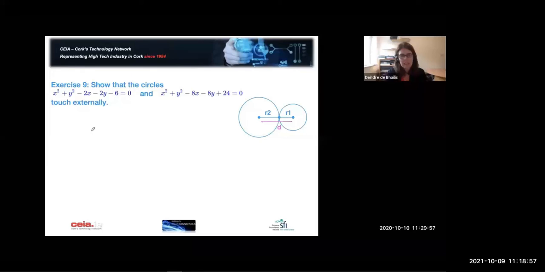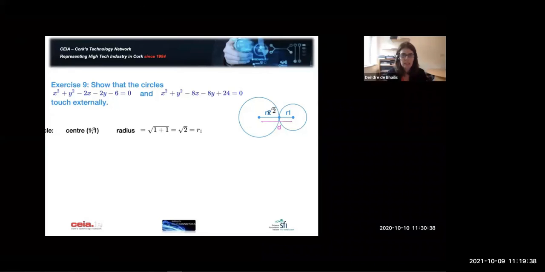So exercise 9 is we want to show that these two circles touch externally. And so what we need to do is calculate the radius of both circles and add them together. If we add them together, then that distance should be the same as the distance between the two center points of each circle. So what that tells me straight away is that the information we need to solve this exercise is to be able to get the center of both circles and the radius length for each circle.